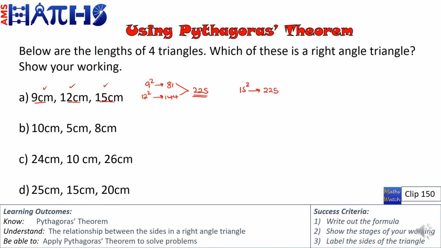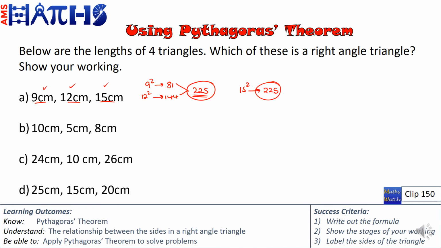So remember that Pythagoras' theorem says if we square the 2 shorter sides and add them, if it's equal to squaring the longest side, then that would mean the triangle is a right angled triangle. So here, our first question, we have a right angled triangle. Let's look at part B.